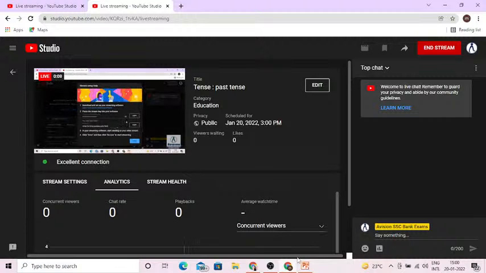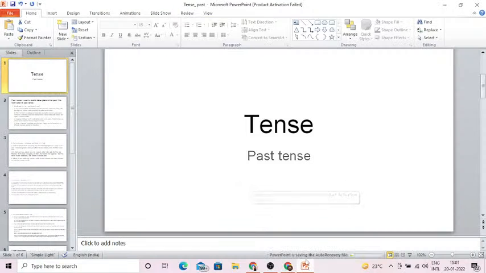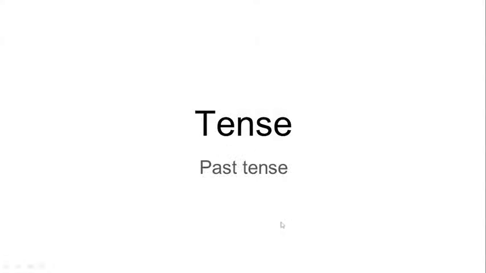Hello students. So we today start our class with tenses. As I said in your last class, we will be studying past tense today. Yesterday we discussed all the four categories of present tense, and today we are doing the same about past tense.